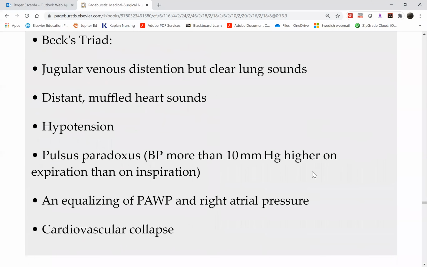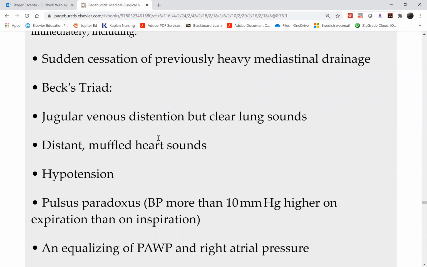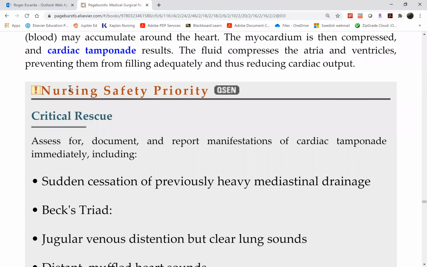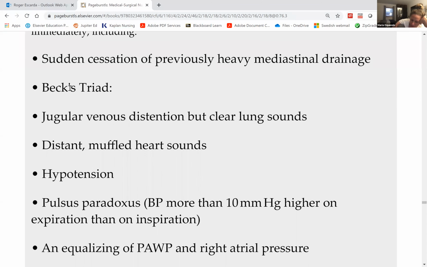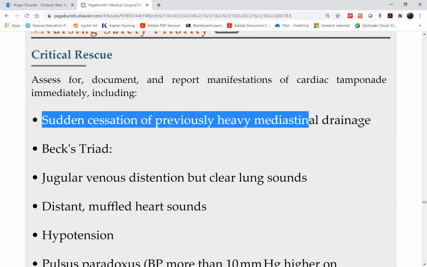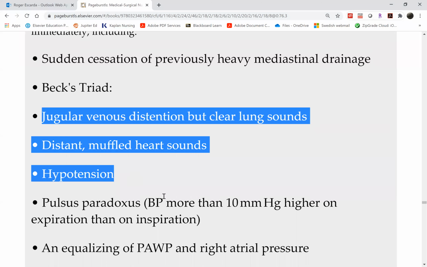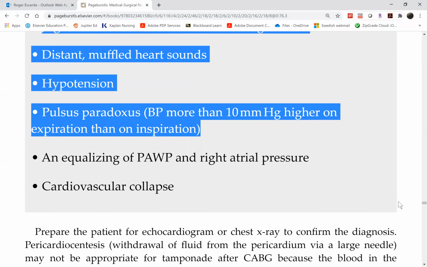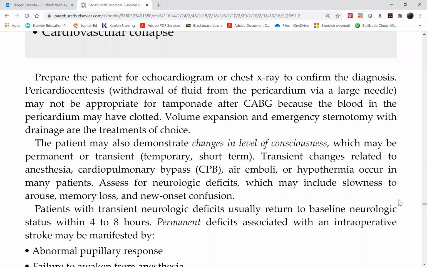Oh, here's the Beck's triad again. So you don't have to go to chapter 35 anymore. It's here. It's not a chart, it's a critical rescue box. So your early sign is sudden cessation. That means it's obstructed, and now the blood is accumulating inside the pericardium. They have nowhere to go, so the Beck's triad will appear, and of course the patient will go into shock, obstructive shock.